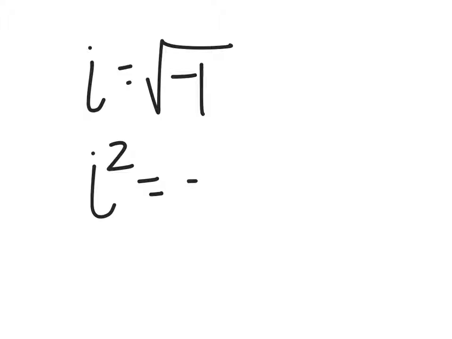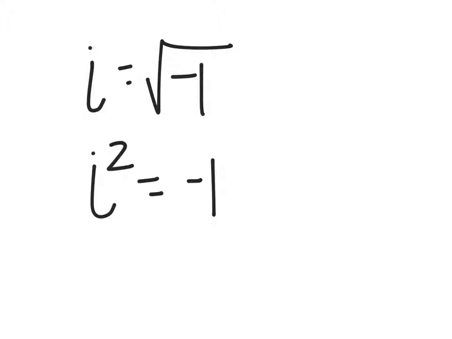You know that I is equal to the square root of -1. We talked about that: when we have the square root of -1, that is the same thing as I. The next thing you need to know is that I squared equals -1. These are two of the three important features of I that you need to memorize, okay? I is the square root of -1, I squared is -1.